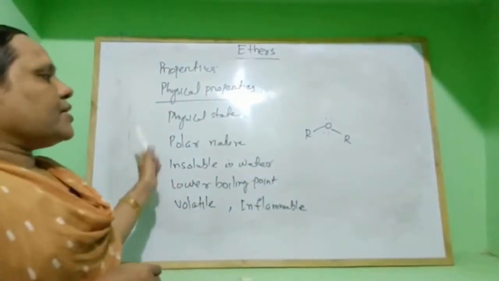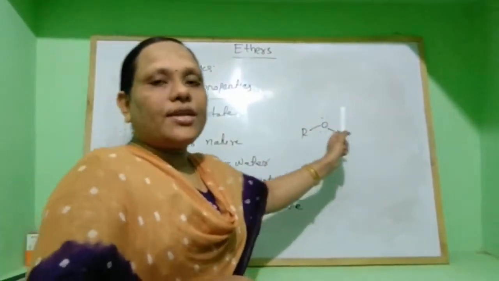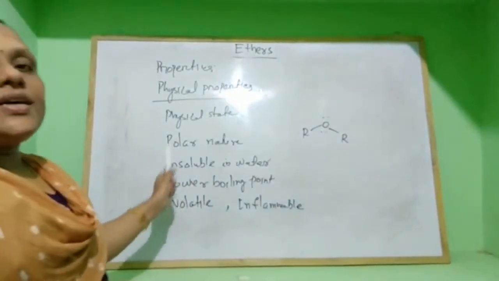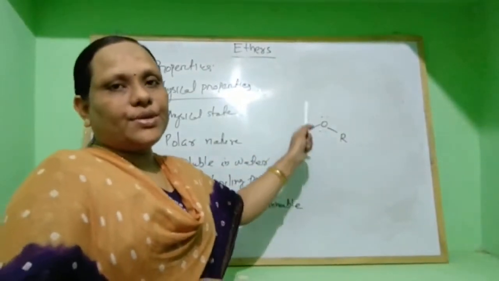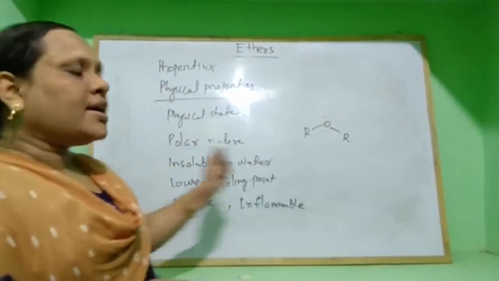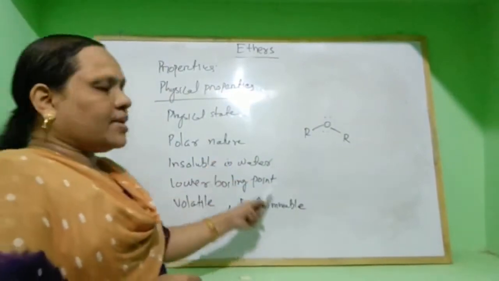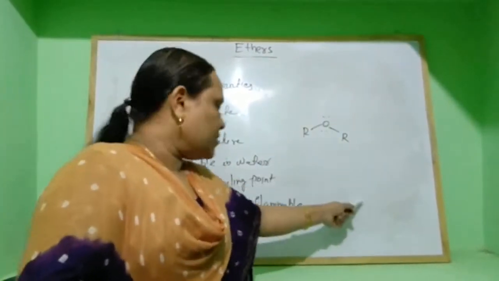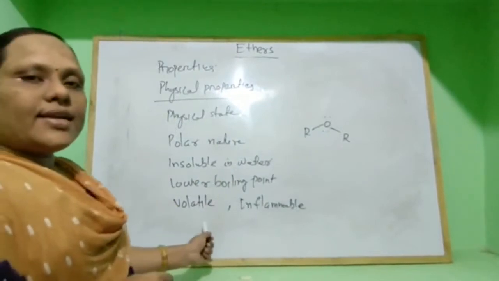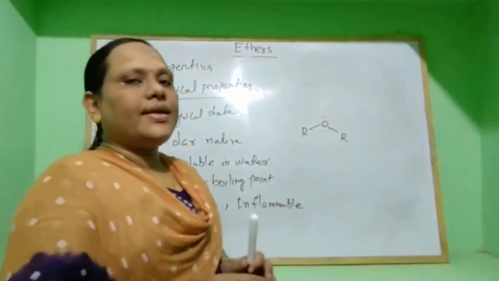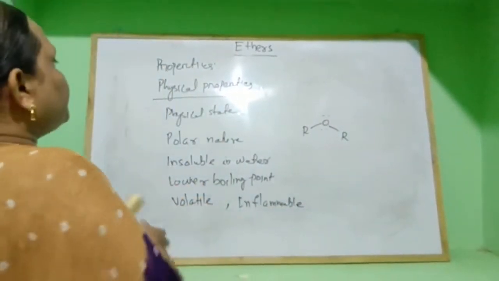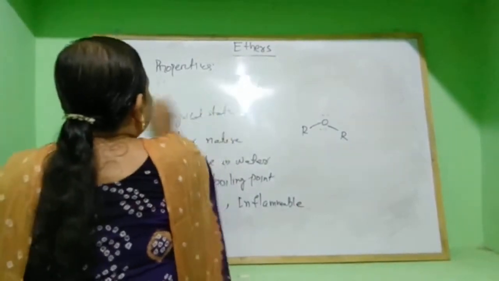These are polar in nature and non-linear molecules. These are insoluble in water due to lack of hydrogen bonding. They have very low boiling point due to lack of hydrogen bonding. These are volatile and inflammable in nature. Next come to chemical properties.